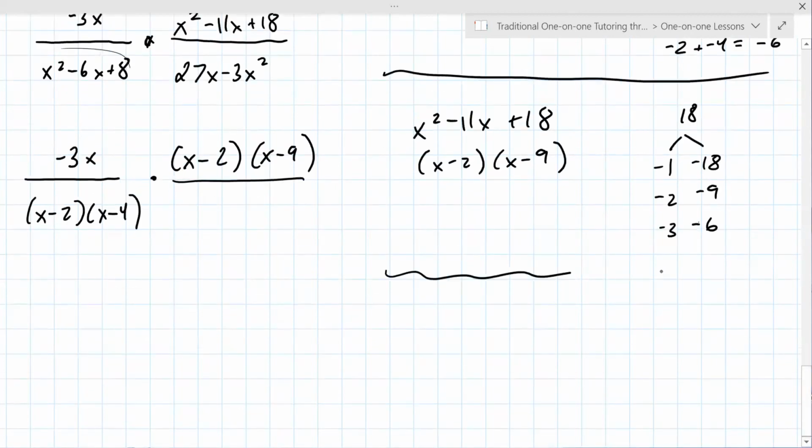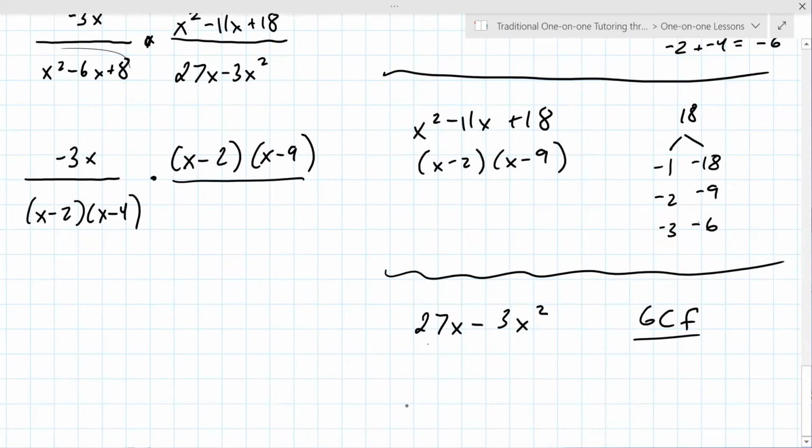So then the very last type of factoring here, notice that there's only 2 terms. They both have an x in it. They both have a number. It's a GCF factoring. And I'll tell you the GCF, it's 3x. But you now divide each term by 3x.